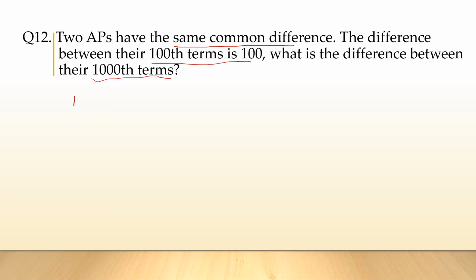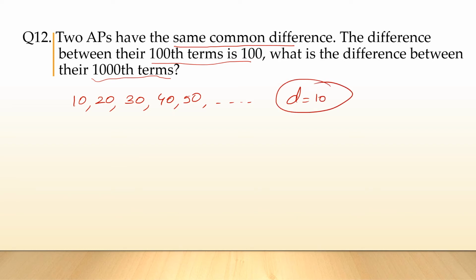Suppose I take the first AP as 10, 20, 30, 40, 50 and so on, right? Here I have taken the common difference as 10. Let me write another AP. Suppose I write the next AP as 31, 41, 51, 61, 71 and so on. Here again I have taken the common difference as 10 because it is given in the question. There are two APs and they have the same common difference. So just to explain, I have written these two APs.